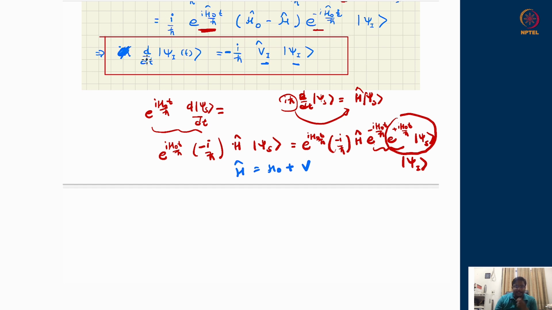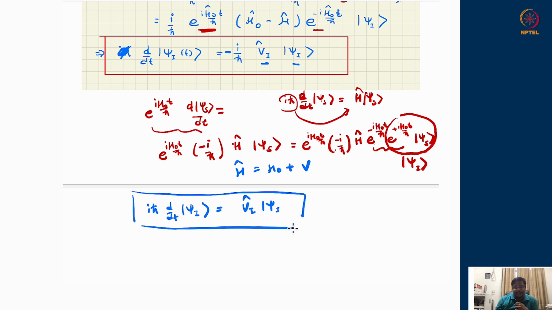So the left hand side will be d upon dt of psi I of t, which now can be neatly written as i h bar d dt of psi I is equal to V I psi I. The boxed equation and this equation are the same thing. So now you see the interaction picture is like a Schrodinger equation evolution with the role of Hamiltonian played by the interaction potential, not just the potential but its interaction version.